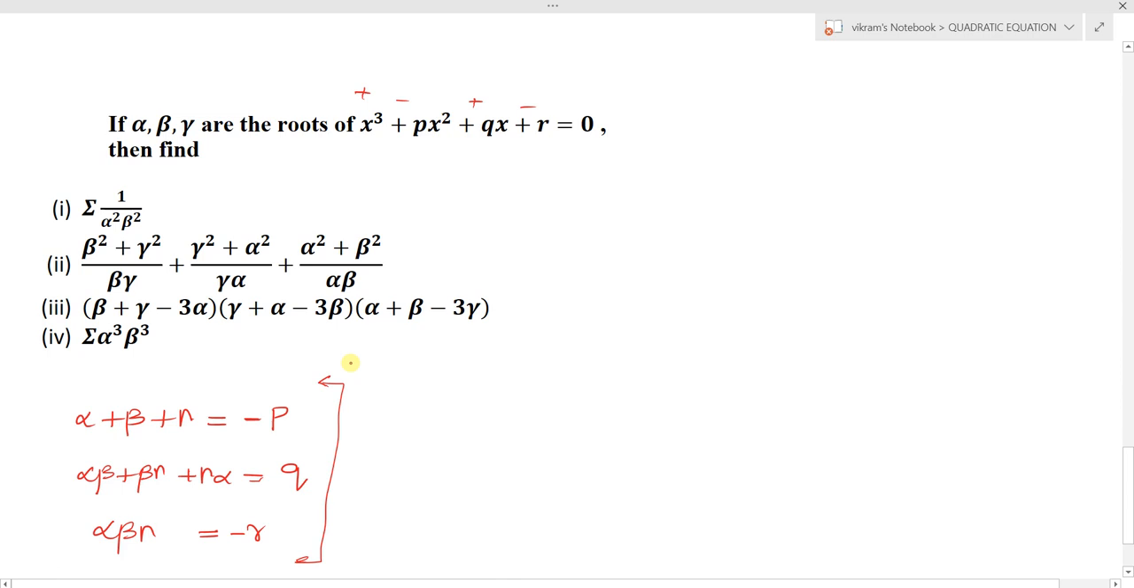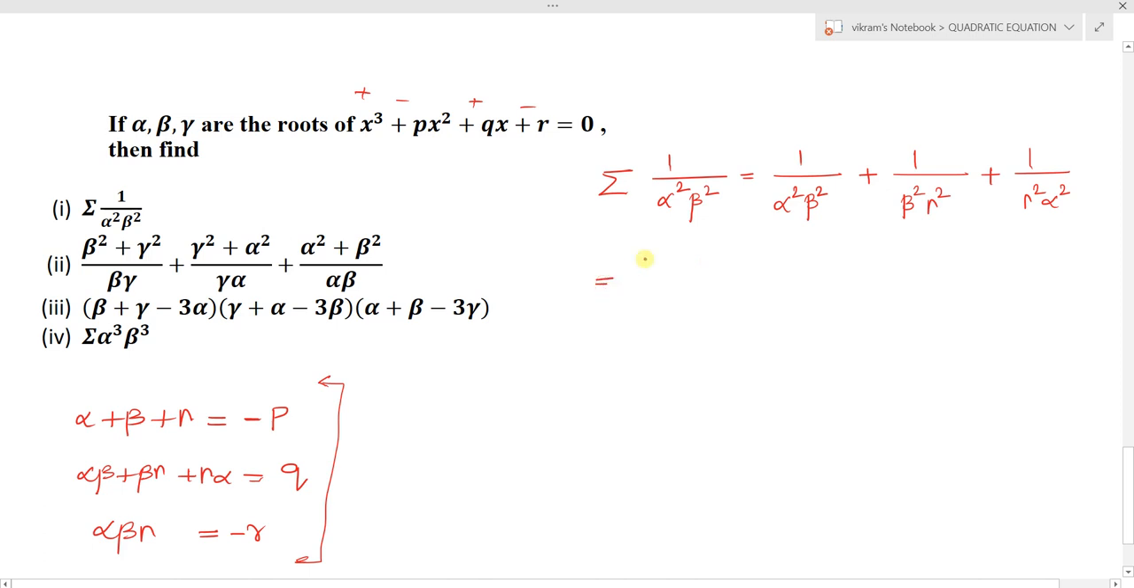Okay, next we'll try to solve the first one. What is the first one? He has given the summation of 1 by alpha square beta square. So we can expand this as 1 by alpha square beta square plus the next term 1 by beta square gamma square plus the next term 1 by gamma square alpha square. This is a way of simplifying.